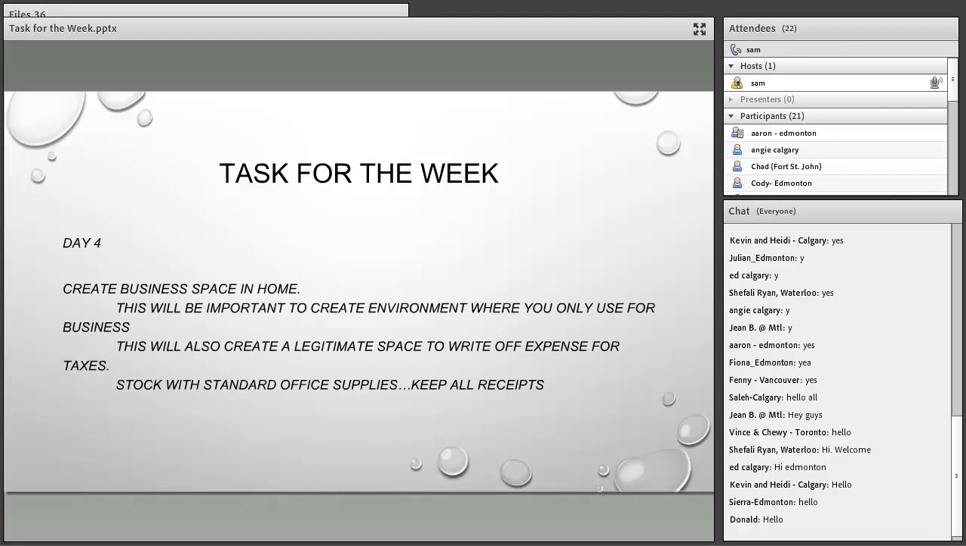And create a business space in your home. This is important, good for taxes, important for taxes. We want to make it simple. Keep all your receipts. What I say about this area is not to do anything except business. I would not Skype, unless it's business related, but I wouldn't stream or even social media. Try to keep that space kind of sacred in your home and allow yourself to be mentally prepared when you walk in that space to do business.